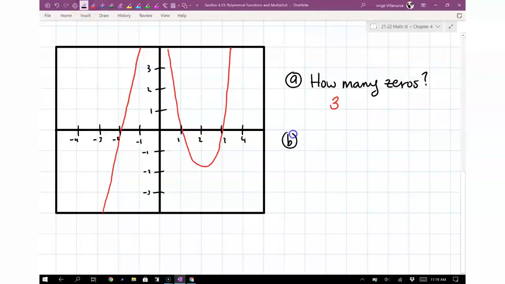Now if they ask you what the zeros are, or to find the zeros, they're asking you to tell them the numbers where it occurs. So where does that happen? x equals what?